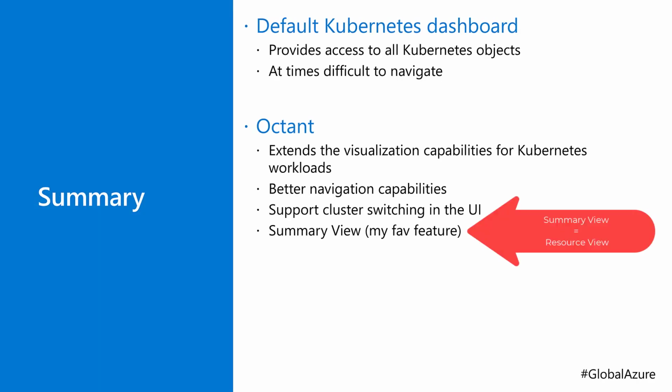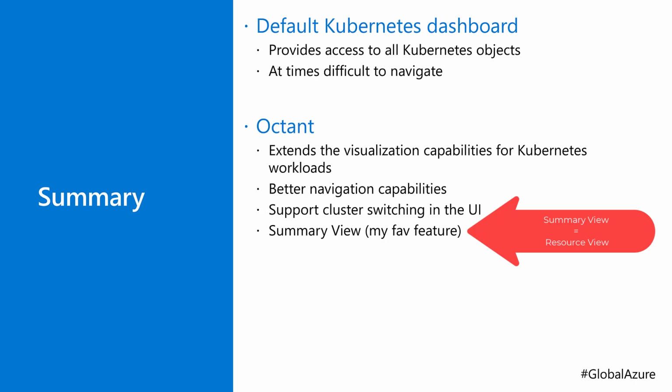So we looked at the default Kubernetes dashboard, which provides access to all the Kubernetes objects. We found that sometimes it's difficult to navigate, especially when it comes to looking at the logs, which opens a different window, and the default cluster dashboard also does not provide one single link between all the objects. Whereas when we look at Octant, it does extend the visualization capabilities of the default Kubernetes workloads. I personally find it much better in terms of navigational capabilities.